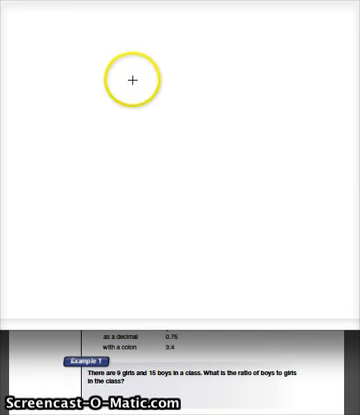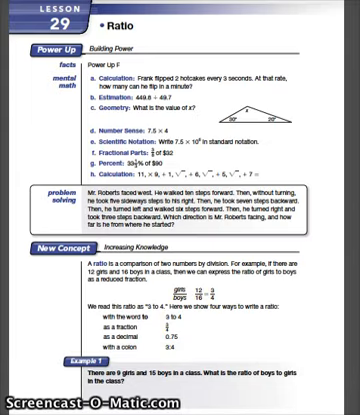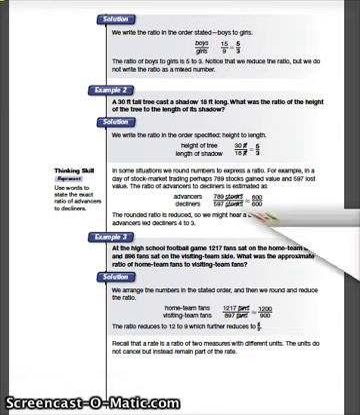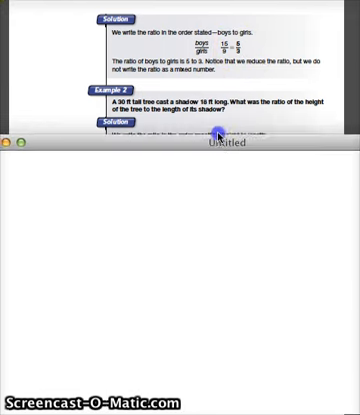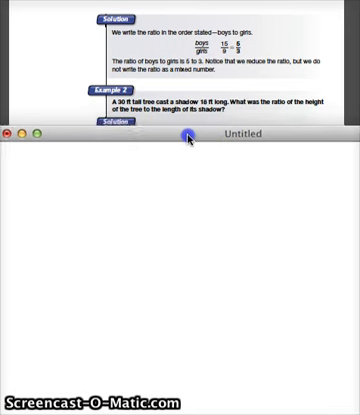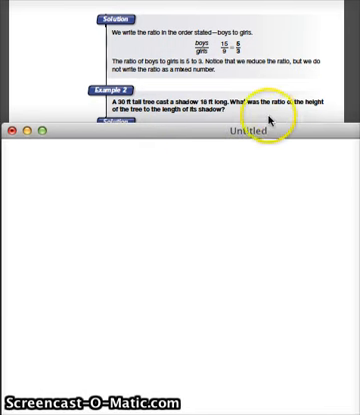Let's go to the next page, page 187, and look at the second example. This is the solution to the one I just did, 15 to 9, or 5 over 3. So let's look at the second example. It says a 30-foot tree cast a shadow 18 feet long. What was the ratio of the height of the tree to the length of the shadow?